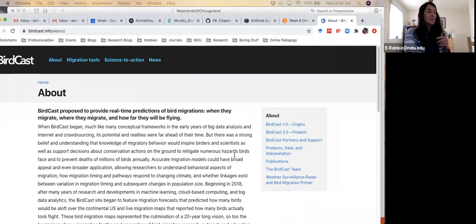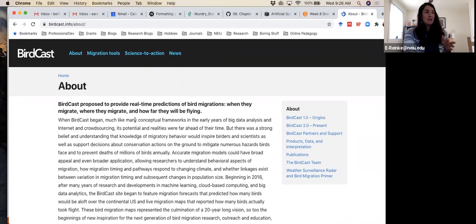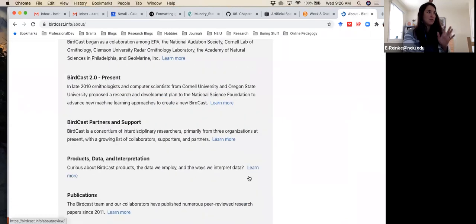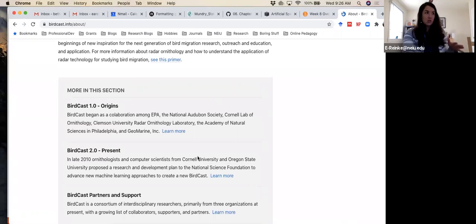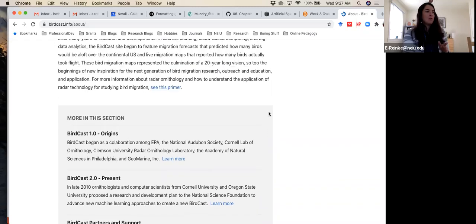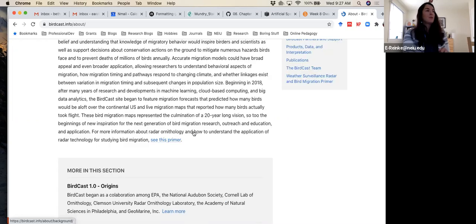Ignore my tabs. Okay, so this is Birdcast. They have this really nice website that has all this information about how it was funded. It's a collaboration between a bunch of organizations: the EPA, the Environmental Protection Agency, the National Audubon Society, Cornell Lab of Ornithology, which is the one that runs all about birds, and eBird and some of the other big birding resources, as well as some other organizations like the University Radar Ornithology Laboratory, which you're going to be reading more about.